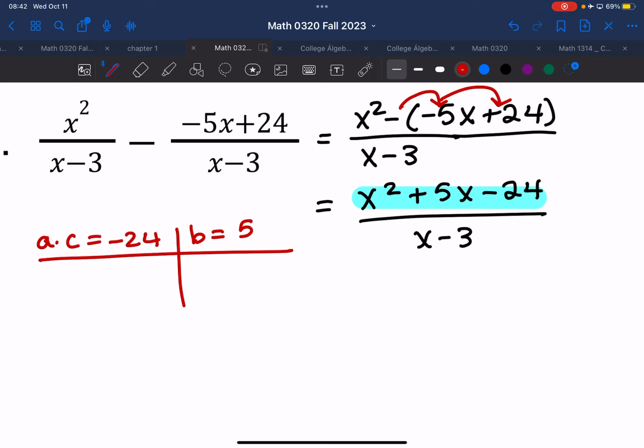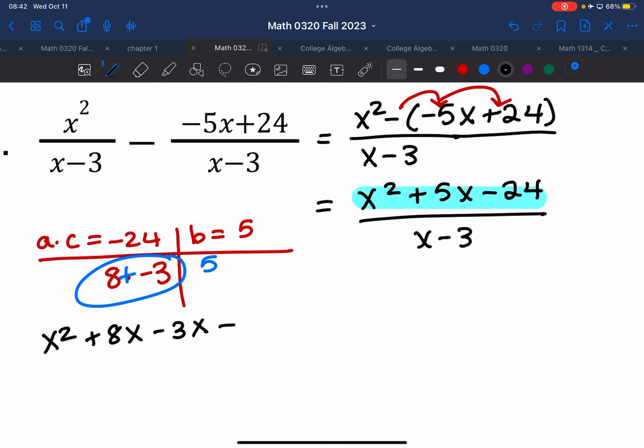8 and negative 3. Perfect. Because 8 times negative 3 gives us negative 24, but 8 plus negative 3 gives us 5. So we're using these factors. We're going to expand that trinomial. And so we get x squared plus 8x minus 3x minus 24.